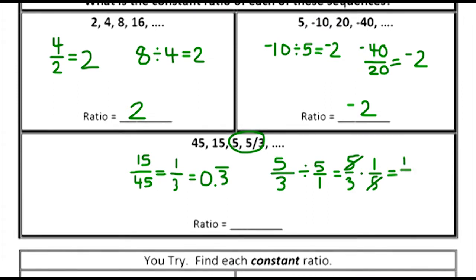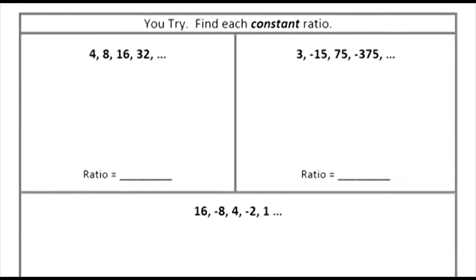On your own, pause the video, try to find the constant ratios for these three sequences. Remember, show your work just like I did in these examples. If you do not show your work, you cannot receive credit for the U-Try sections.